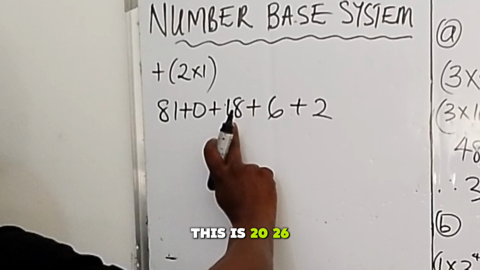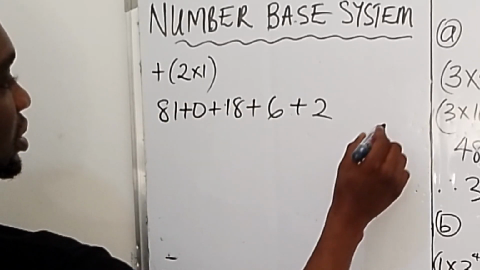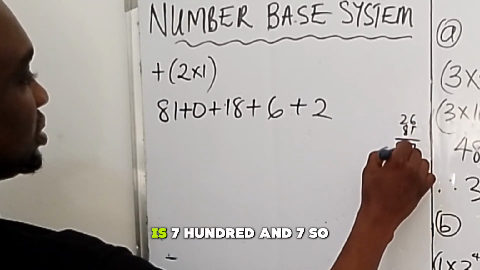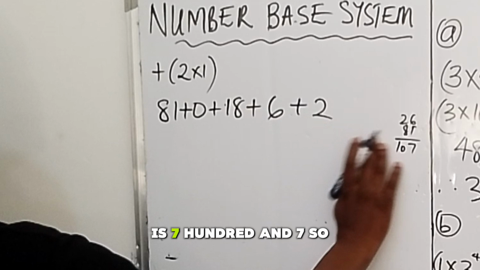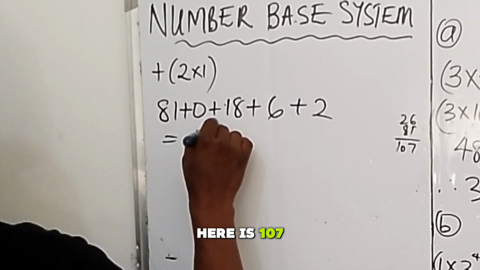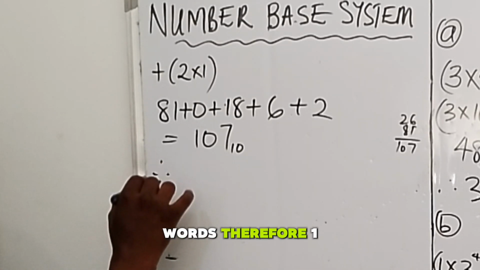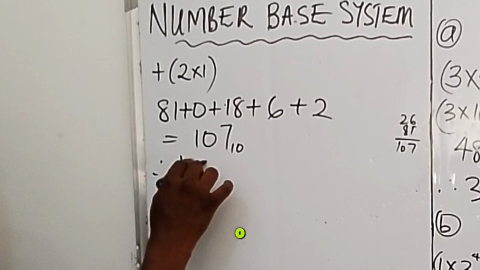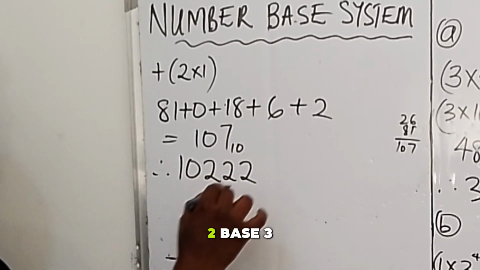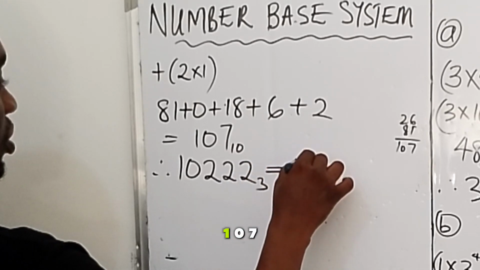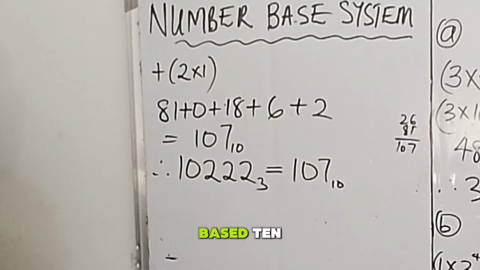This gives 26. 26 plus 81 is 107. So what we have here is 107 in base 10. In other words, therefore, 10222 base 3 is equal to 107 base 10.